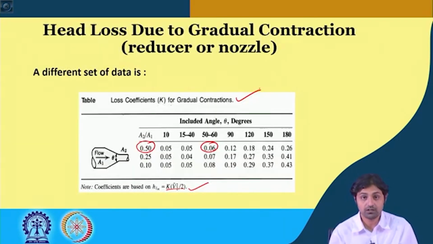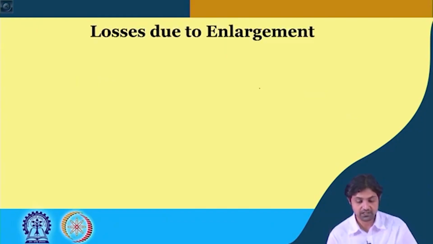Now, I think I should finish this lecture here with the gradual contraction. When we meet in the next lecture, we will talk about enlargement. When there is a pipe enlargement, what is going to be the minor loss.